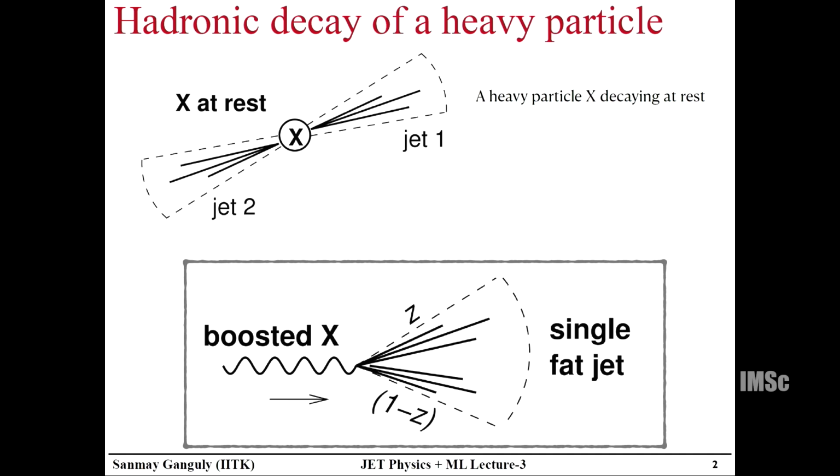So just keep this bottom picture in mind: a heavy particle is decaying, and there are two different partons coming out, one carrying an energy fraction z, another carrying the rest of the energy fraction 1 minus z. These two partons often tend to lie close to each other as long as the initial particle X is boosted enough. The typical opening angle we are talking about here, this delta R, is twice m over pT, where m is the mass of this particle X and pT is the transverse momentum of this particle X. Where this number is coming from, we will see right now.